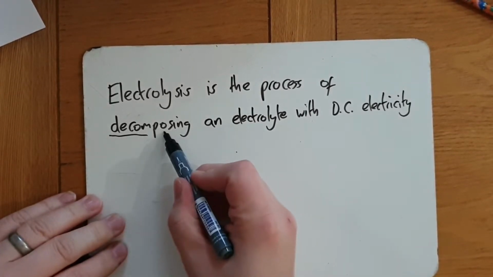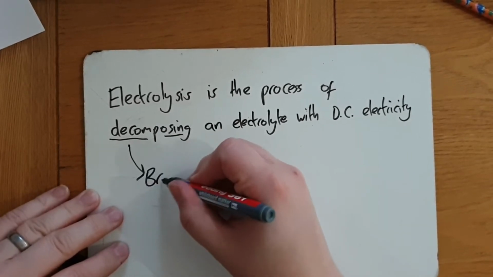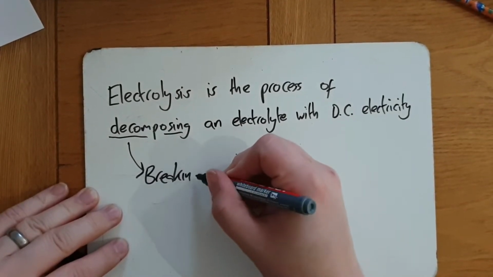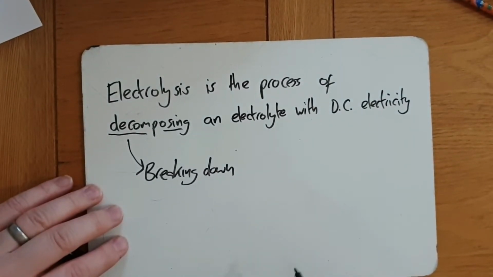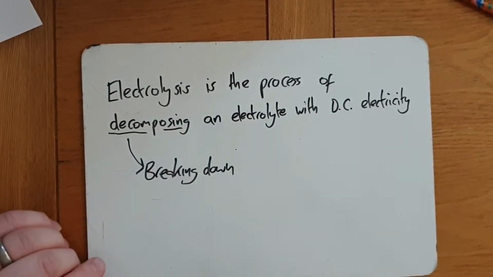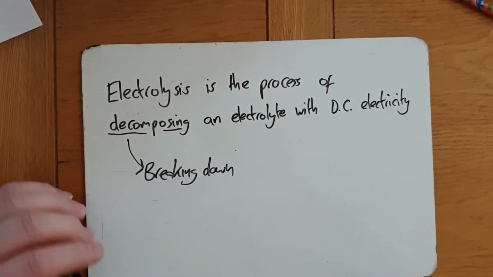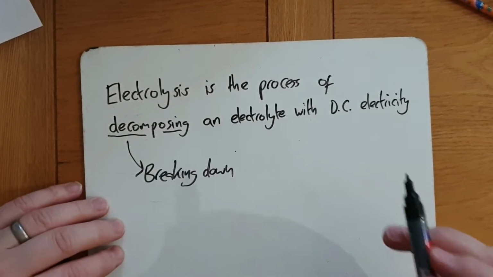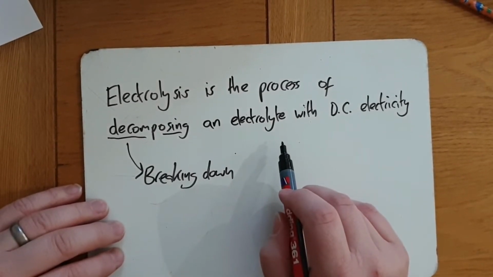So decomposing, that's a fancy word that means breaking down. So you're taking the compound and you're splitting it apart. So decomposing something, breaking it down. An electrolyte, that's the first part of the lesson we're going to learn about.